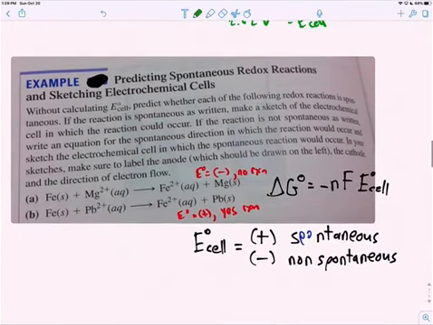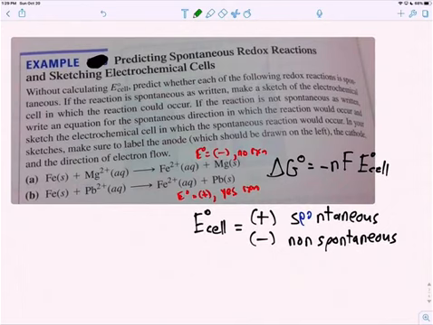Also, you can use this to predict the signs. The equation we're going to talk about soon is delta G0 equals minus n, the number of moles of electrons transferred, times F, Faraday's constant, times E0 cell. Either way, if the E0 cell is positive, the reaction is spontaneous. If it's negative, it's non-spontaneous. This is opposite of delta G. If delta G is negative, it's spontaneous; positive, non-spontaneous. So E0 and delta G are opposite of each other.